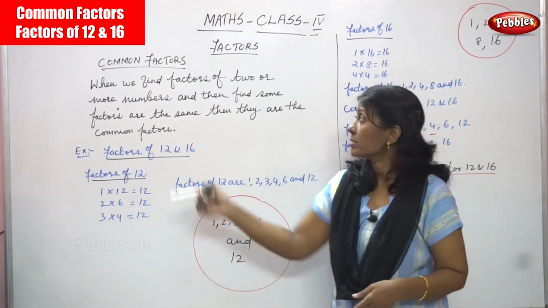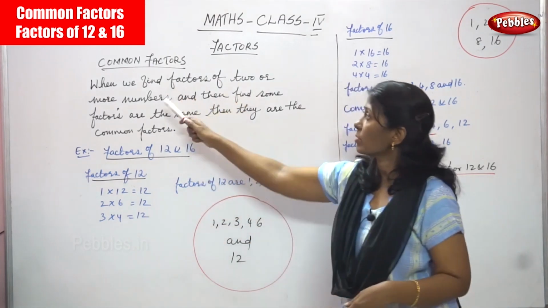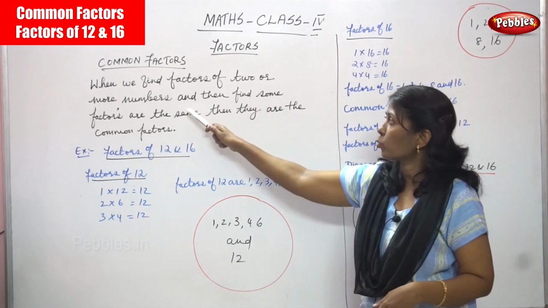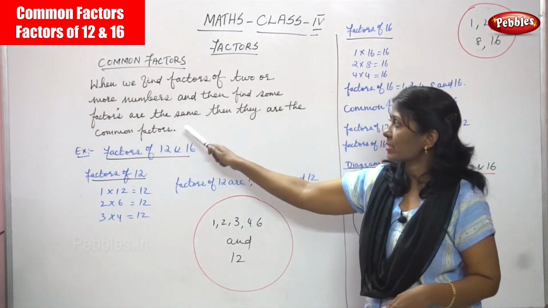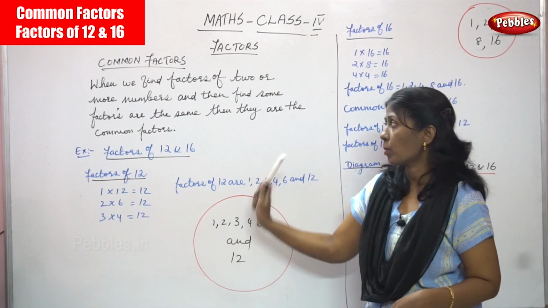Now we are going to see common factors. What are common factors? When we find factors of two or more numbers and then find that some factors are the same, then they are the common factors.